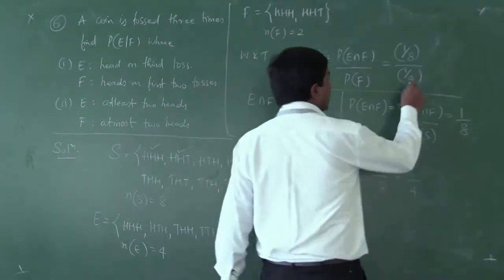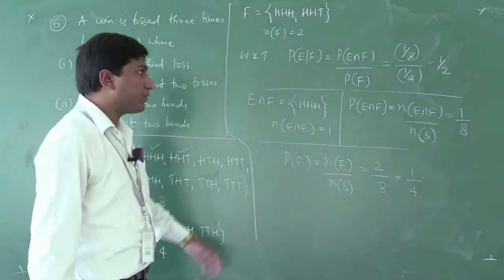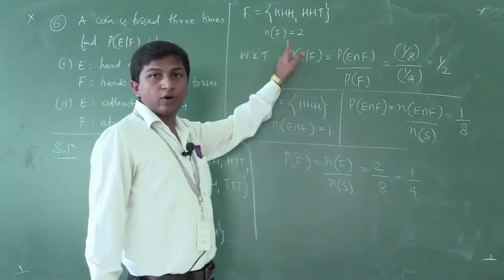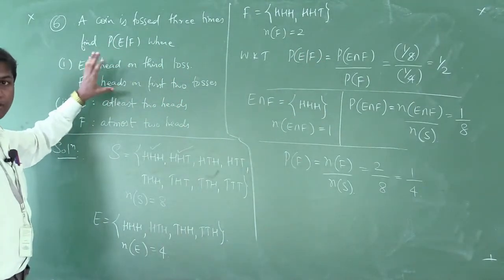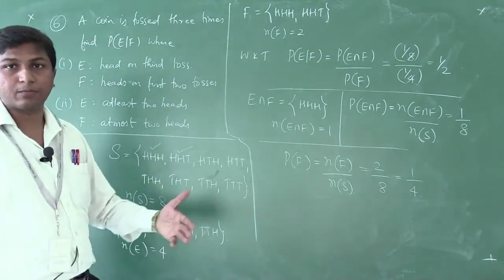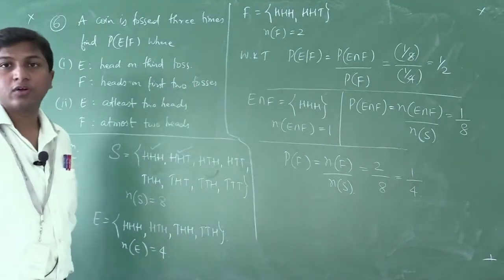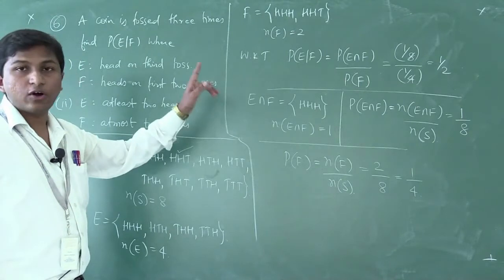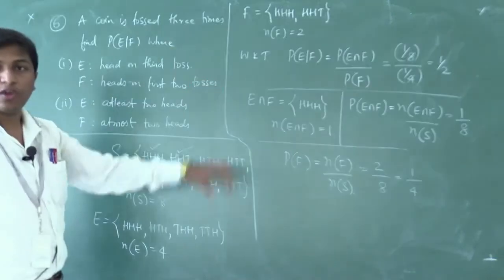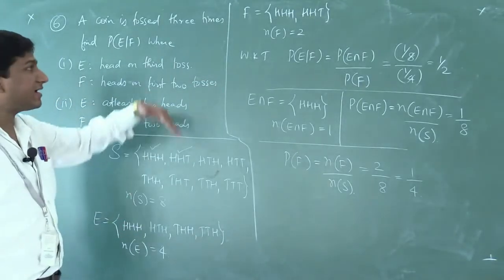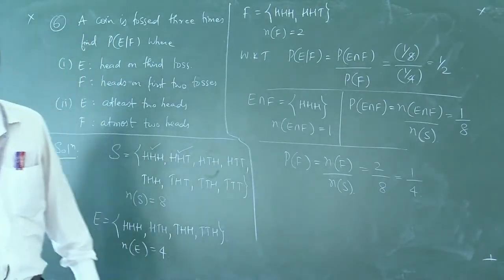On simplifying this further, 4 ones are 4, 2s are 8. We get it as 1 by 2. So we have found out the value of P of E bar F, right? The events E and F are given here. We first wrote down the sample space, then we wrote down sets E and F, then we found the value of P of E bar F. For the second question, same way, we are going to write down sets E and F, then find P of E bar F. We'll do that now.